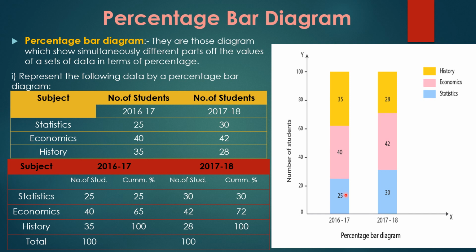Now how are we going to distribute it? As you can see, the first 25 will be given 25 percentage. The first will be marked as 25 percentage, which represents statistics, in blue color. The next, from here 25, will be up till 65.